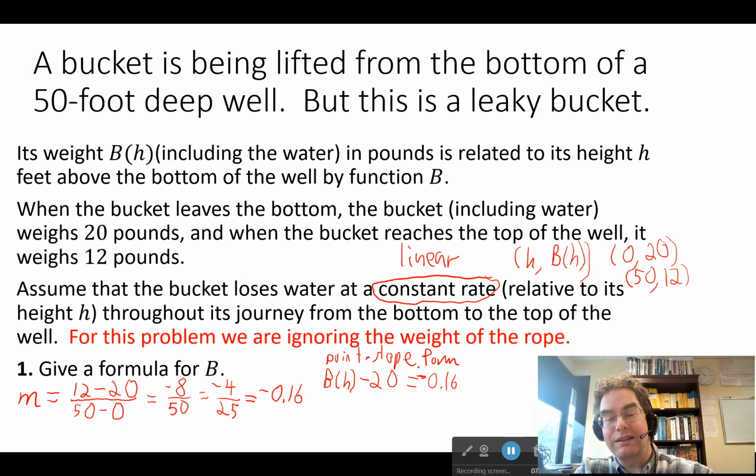-0.16 times the change in the x values, which, of course, here we don't have x, we have h, but change in inputs, let's put it that way. This one will be h minus 0. There's that 0 that's making this a little bit easier.